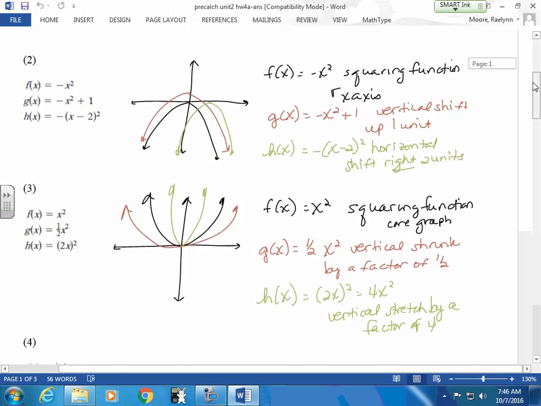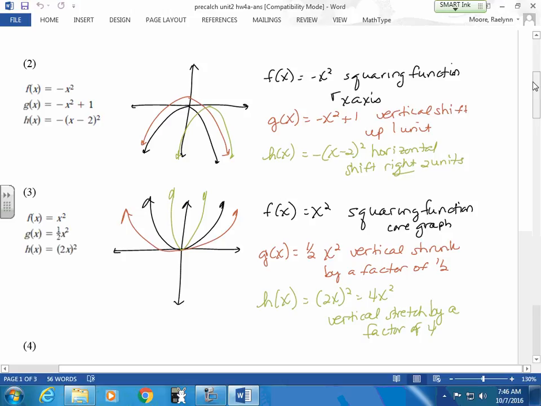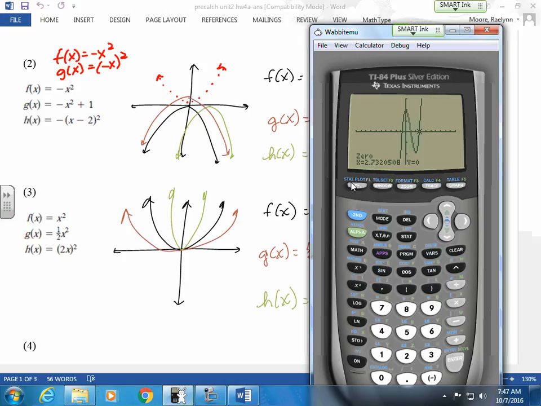Okay. Again, this time they started with a negative one. It came from your original squaring one. This negative just gave it a reflection, so they wanted you to start with reflecting it in the x-axis. If I did this, are those reflections different? Are the graphs going to be different? Graph it on your calculator, let's say. Graph it. Are they going to be different?